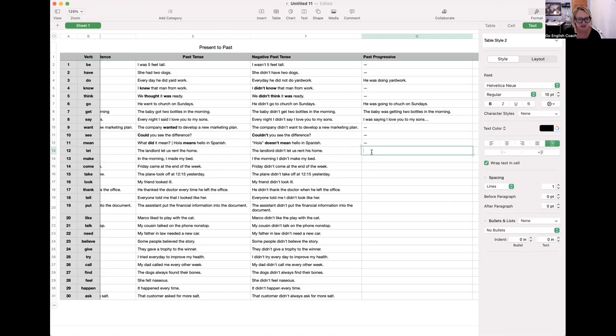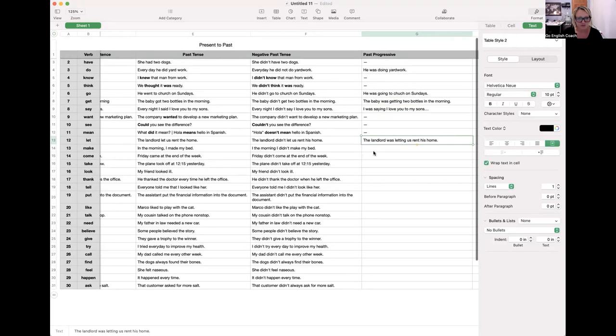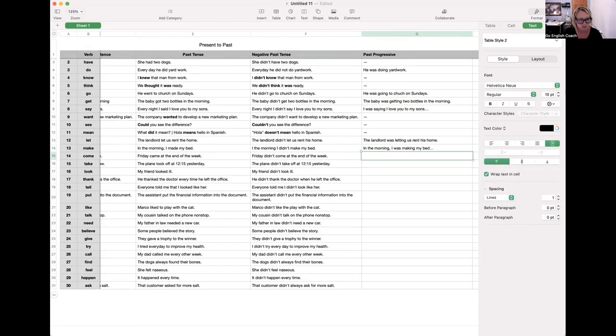The landlord lets us rent his home. The landlord was letting us rent his home. Okay. In the morning, I made my bed. In the morning, I was making my bed and then something happened. Okay. That's why I'm going to just leave those dots there. Okay. One more. Friday didn't come at the end of the week. So it's coming in. Friday. No, we're not going to say that because it's a weird sentence.